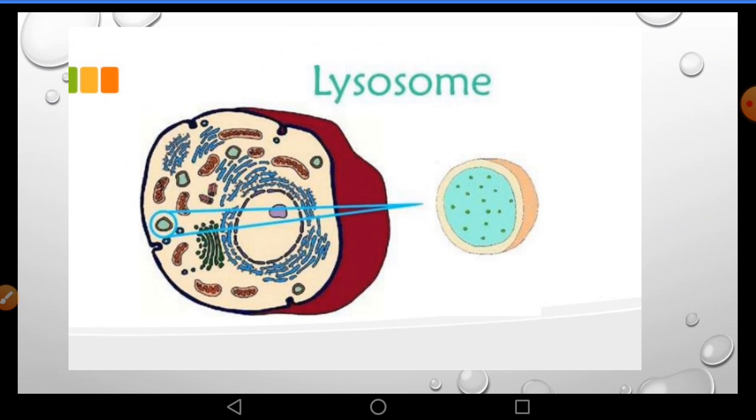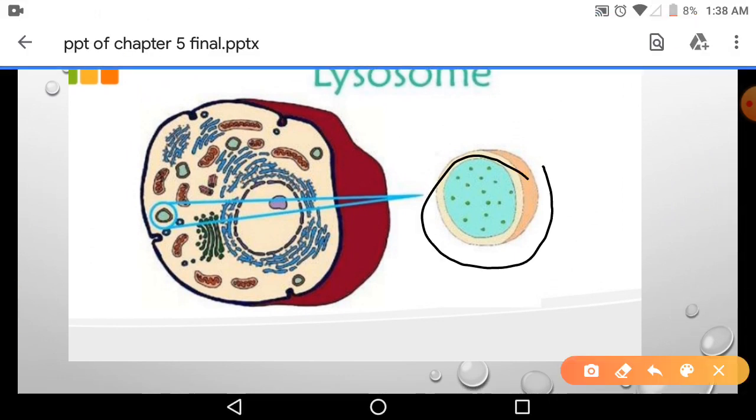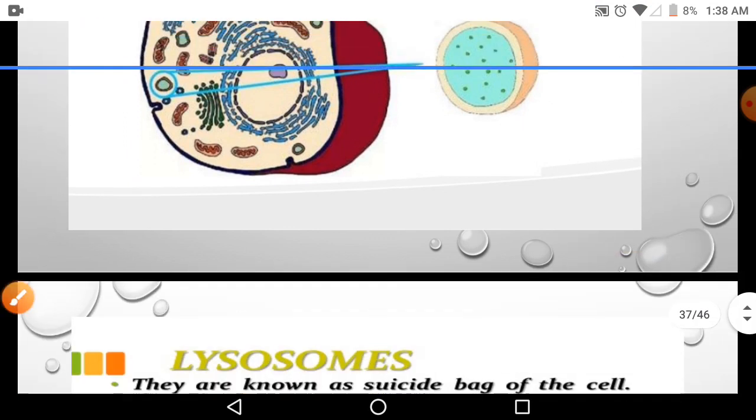So whatever waste is there, it is taken inside, broken down into simpler forms, and cleaned. So structurally, lysosomes are membrane bound. They are formed of membrane, and inside they consist of digestive enzymes. These enzymes are made up of RER. So this is about lysosome.